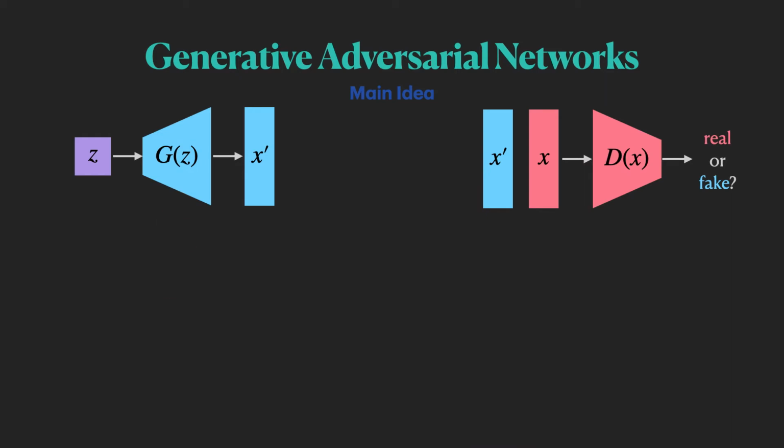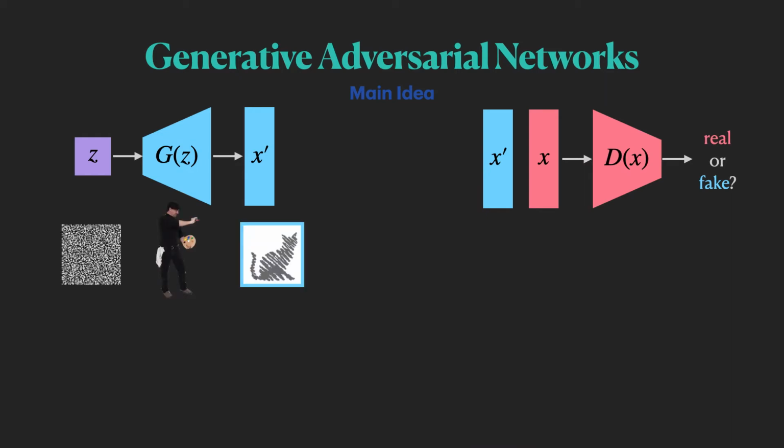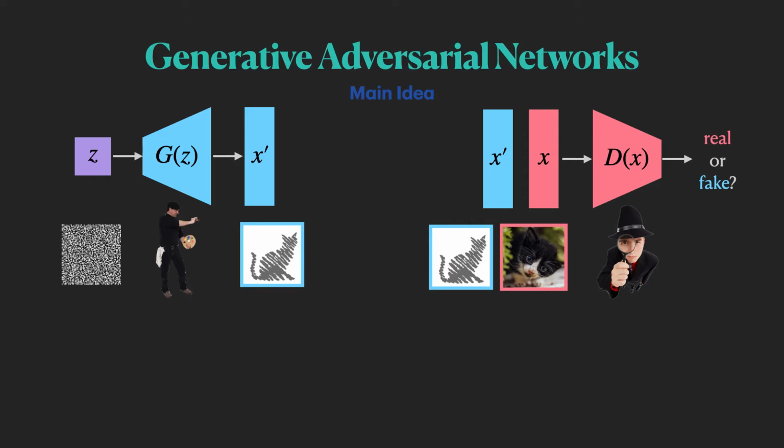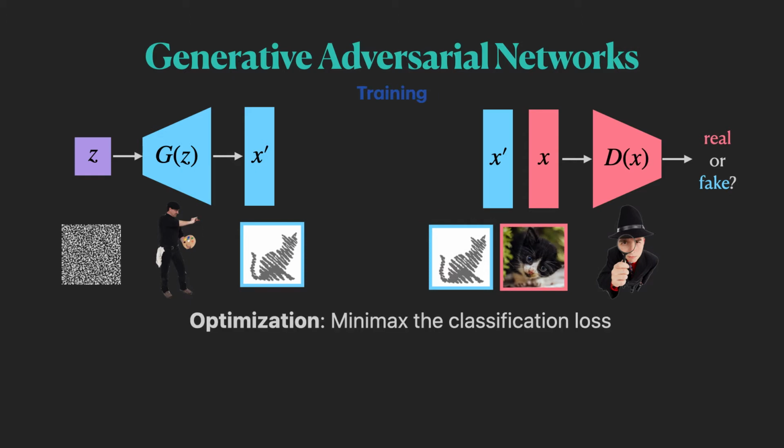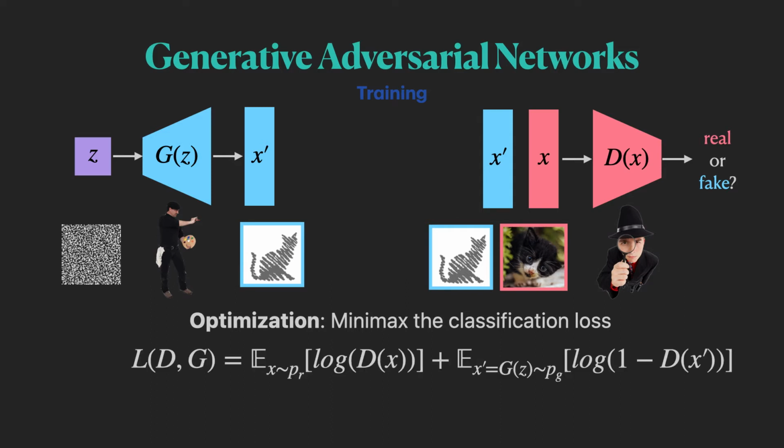If we formalize this, our generator is a learned network G that produces an image given a random input, and our discriminator is another learned network D that, given two images, classifies them as real or fake. This is being optimized with a minimax on the classification loss. The classification loss has two terms.